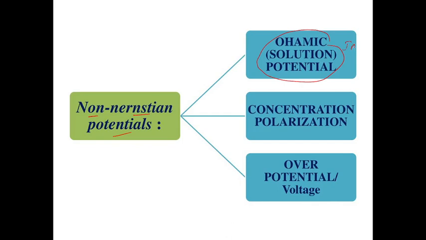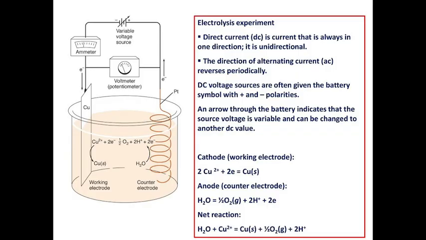Okay, IR drop, which is known as ohmic potential, also concentration polarization and overpotential voltage. These things are not included in the Nernst equation, so that's why we are discussing non-Nernstian potentials here. This potential also should be considered, which is why we need to apply a little higher voltage.